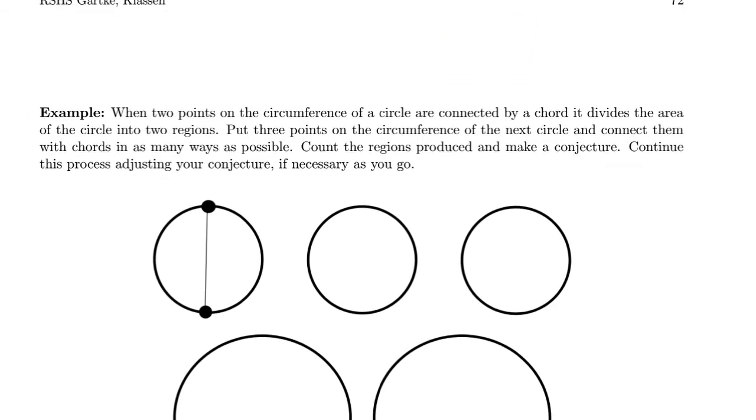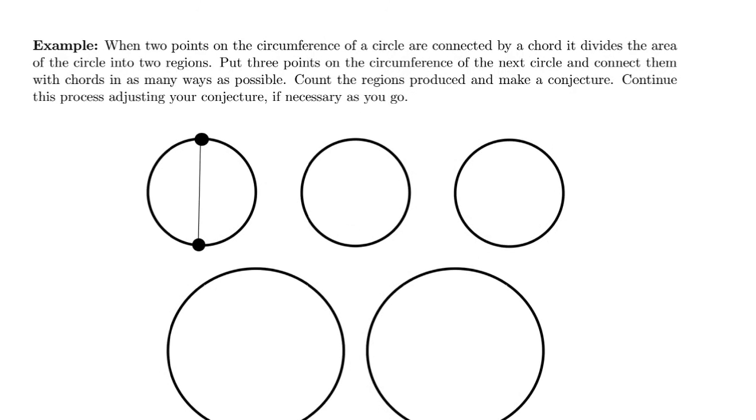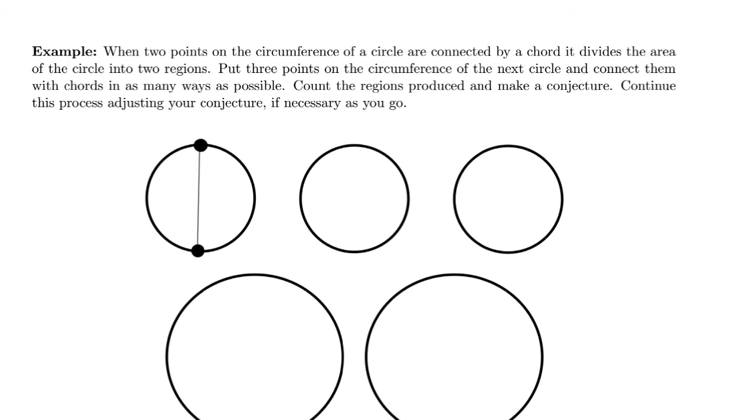Let's take a look at another one. When 2 points on the circumference of a circle are connected by a chord, it divides the area of the circle into 2 regions. Put 3 points on the circumference of the next circle and connect them. So let's do that. We'll put a point there, there, and there, and then we're going to connect them.